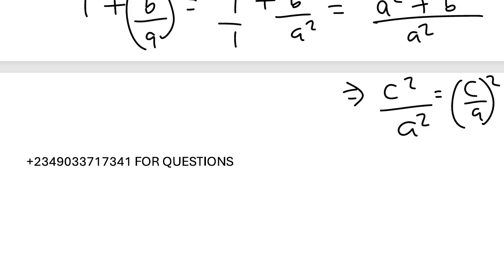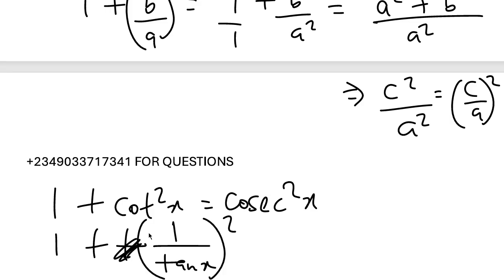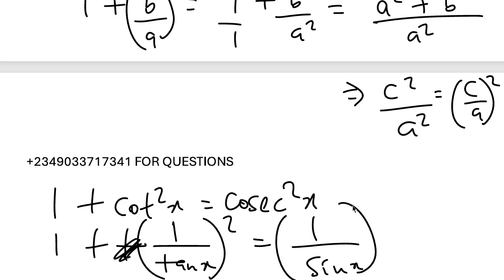The same principle applies. 1 plus cot square x is equal to what? Cosec square x, which implies 1 plus 1 over tan x all squared, because cot x is 1 over tan x, is equal to 1 over sin x all squared. Same principle. So let's go further.